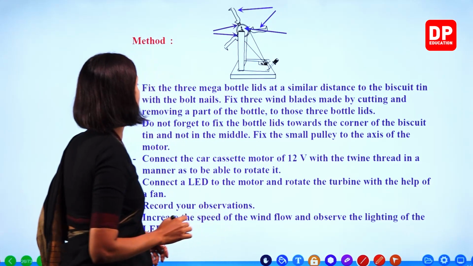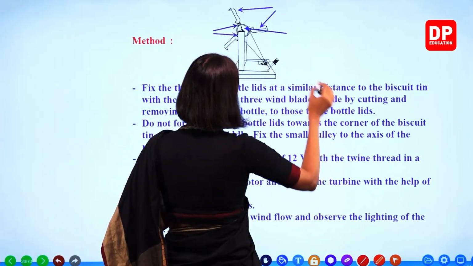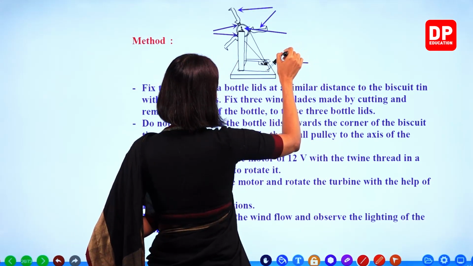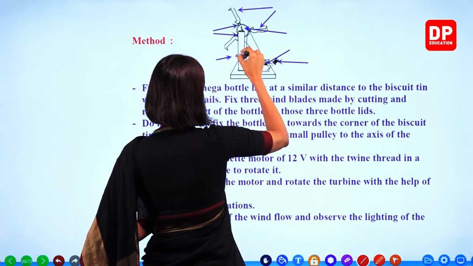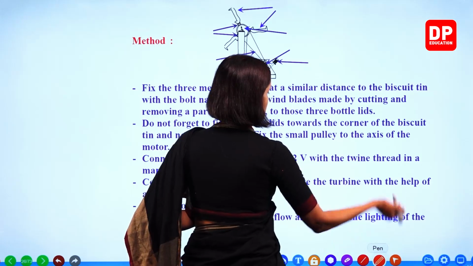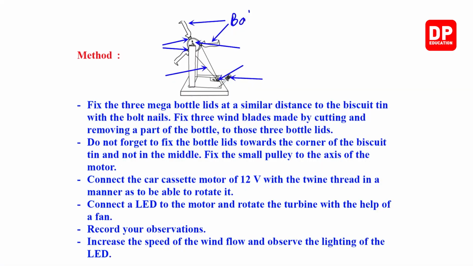Okay? And then we label them. This is the LED bulb, small motor. This is the thread. Right. Bottles, tin, bottle lids, this is the thread, motor and LED bulb.